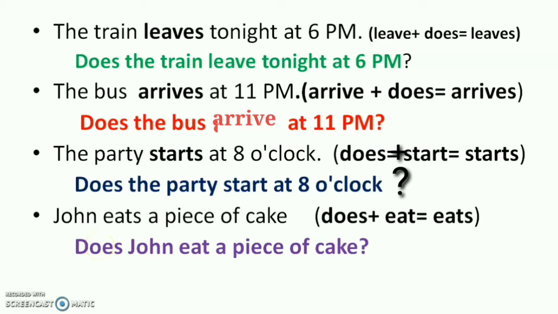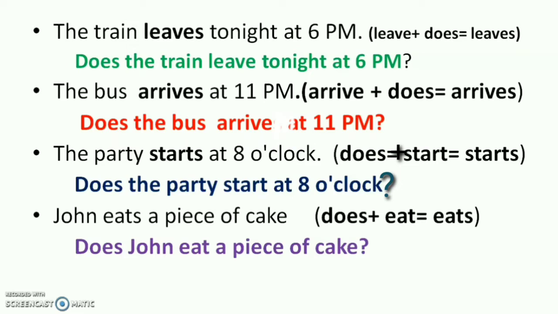The party starts at 8 o'clock. Does plus start becomes starts. So we have split the auxiliary, then make the question: Does the party start at 8 o'clock? Then put a question mark at the end. We don't use "does the party starts", but "does the party start", because we have already taken does from the verb.